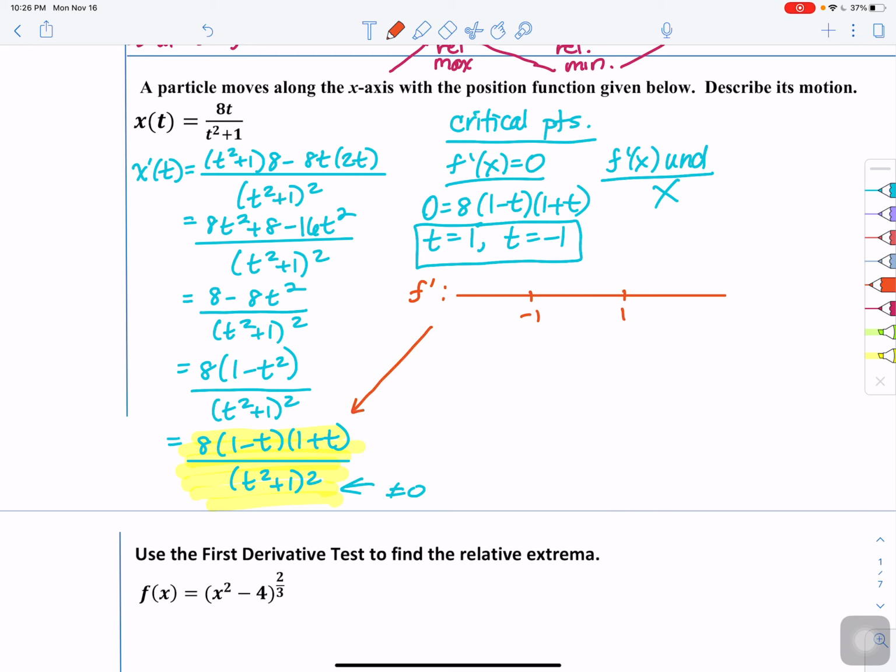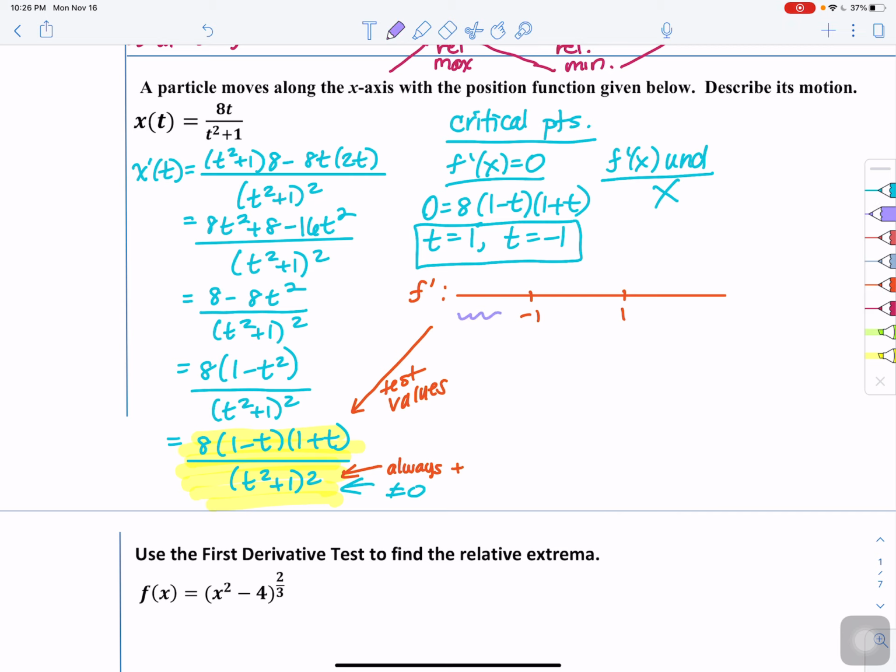Look how pretty this is. We're going to be putting our test values in here. And the best part is this denominator is always positive. So really all we have to do is look at what the sign of our test values are in the numerator. So if you can notice things like that, that really helps.